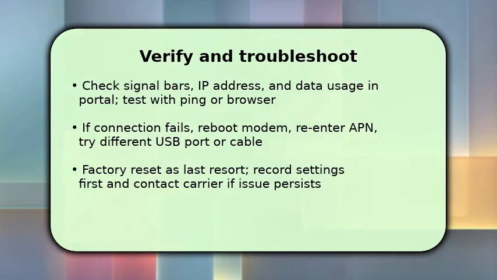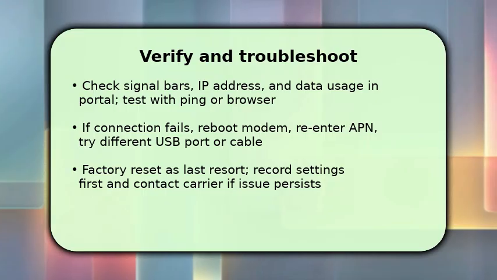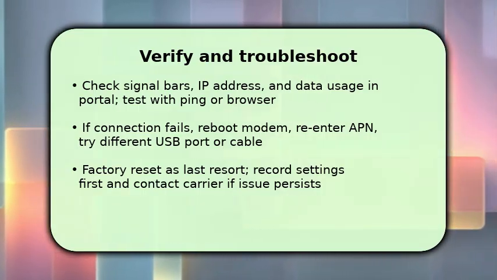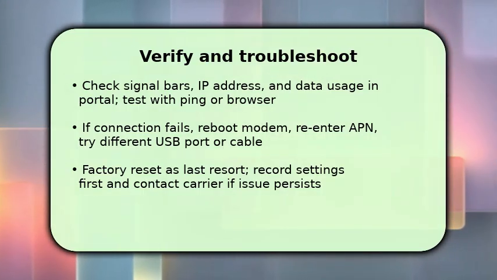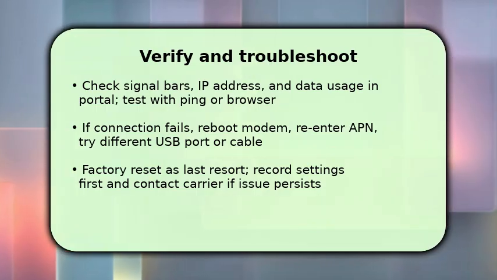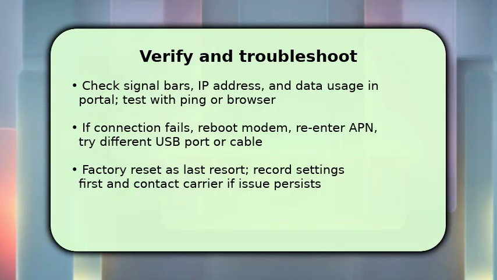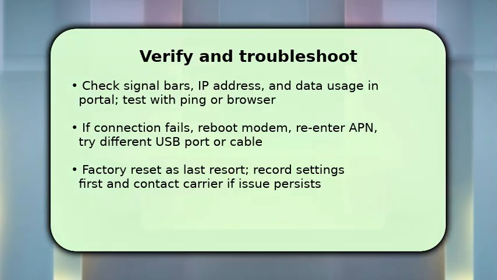If it fails, reboot the modem and phone or PC, re-enter APN exactly, switch USB ports or cables, and try another SIM if available. Make sure to back up custom settings before a factory reset. If issues persist, contact your carrier with the modem model and log details.